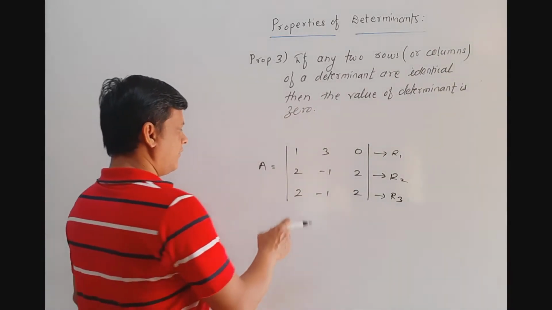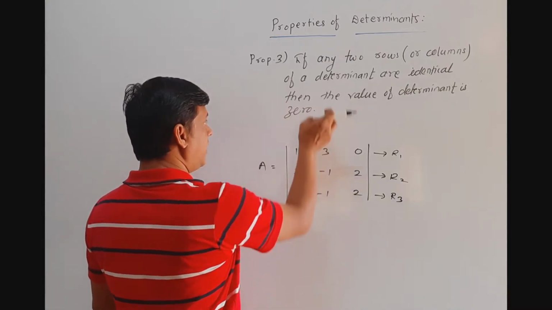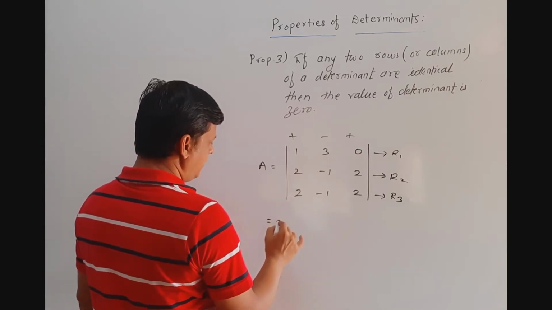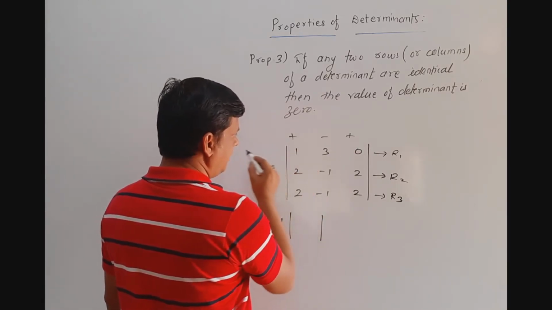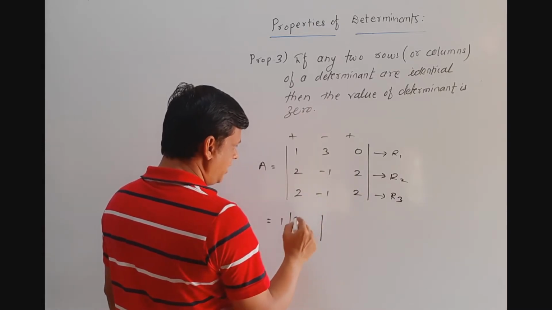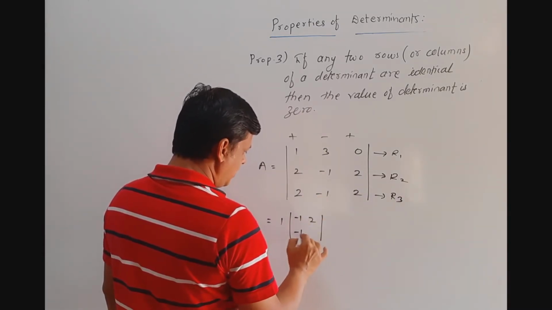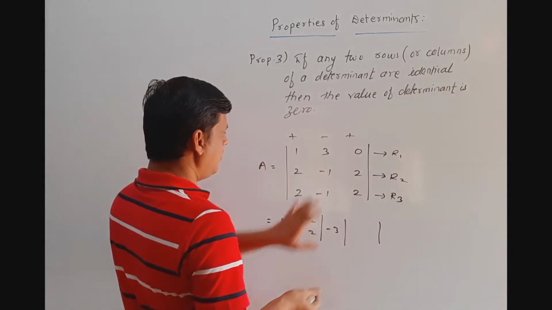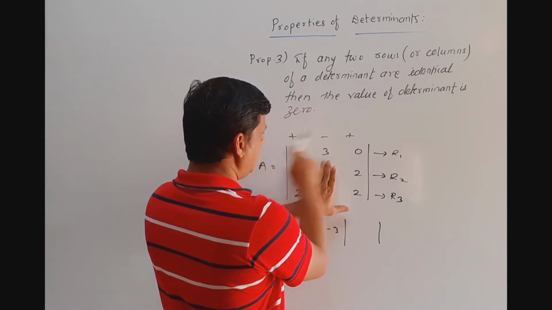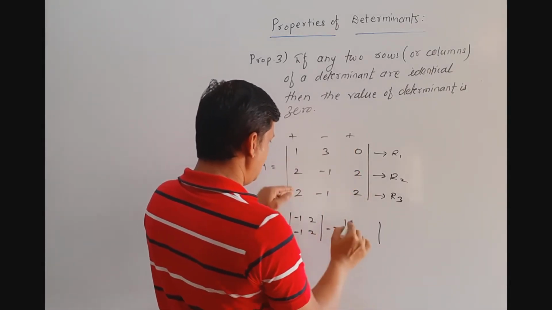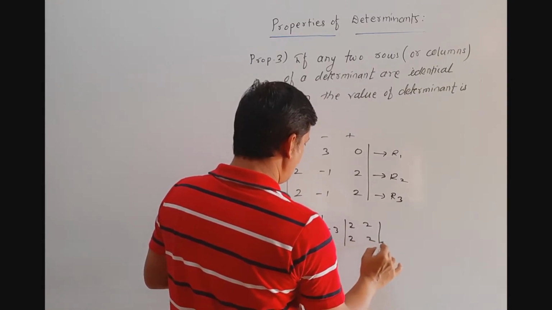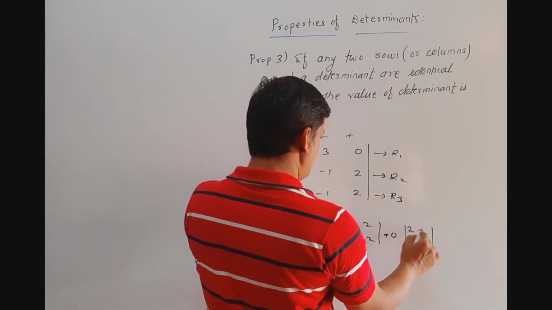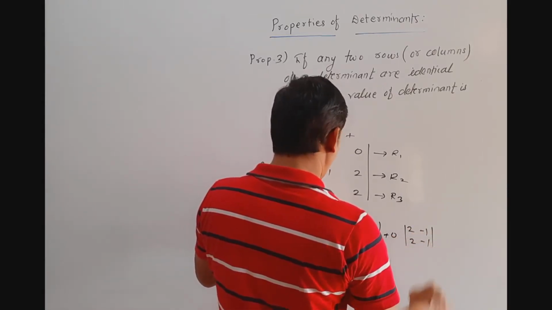So we expand this determinant and verify the property here. Write here plus, minus, plus. So we write plus 1 in determinant; we skip the first row, first column. So write in determinant minus 1, 2, minus 1, 2. Then minus 3 in determinant; we write here after skipping the first row and second column element as 2, 2, 2, 2. Then plus 0 in a determinant, we write here 2, minus 1, 2, minus 1.